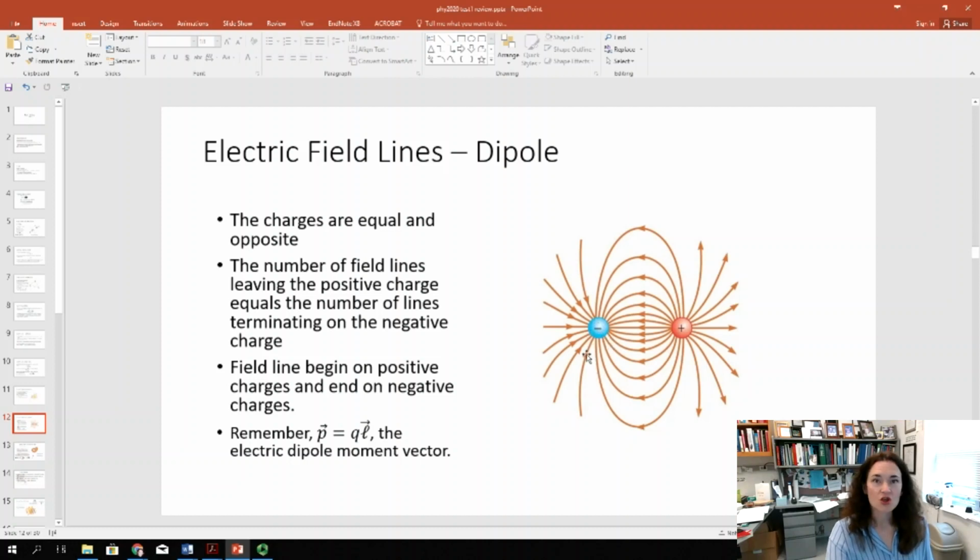Okay? We talked about the dipole moment vector. The dipole moment vector is often symbolized with a P, and P is equal to Q times L, where Q is the charge on one of your charges, and L is the distance between your positive and your negative charge. The dipole moment points in the direction that the electric field points in between the two charges.